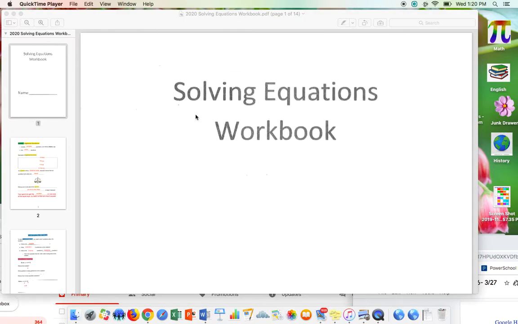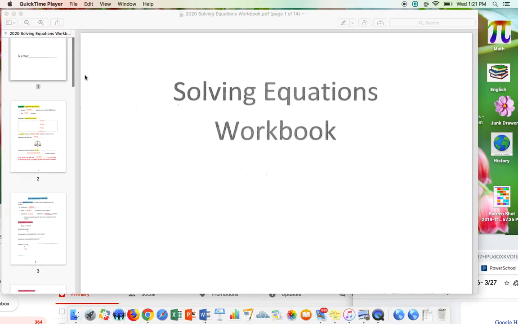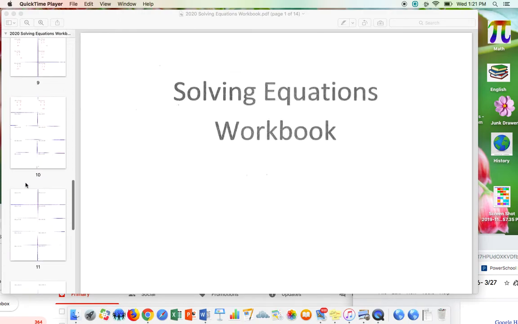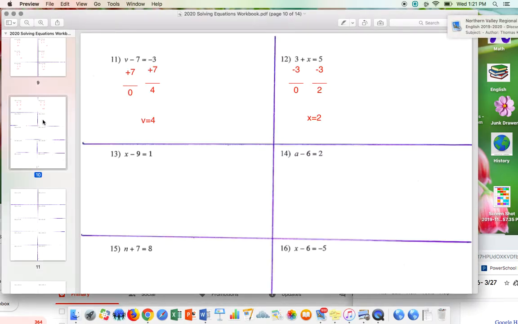I need you all to go into your math folder and get your solving equations workbook. Okay, this is the front page of it. It's called 2020 Solving Equations Workbook. Once you have it, remember it's very, very big. So I want you to go to page 10. You're going to scroll down till you find page 10. And when you click on it, this is about what it should look like.